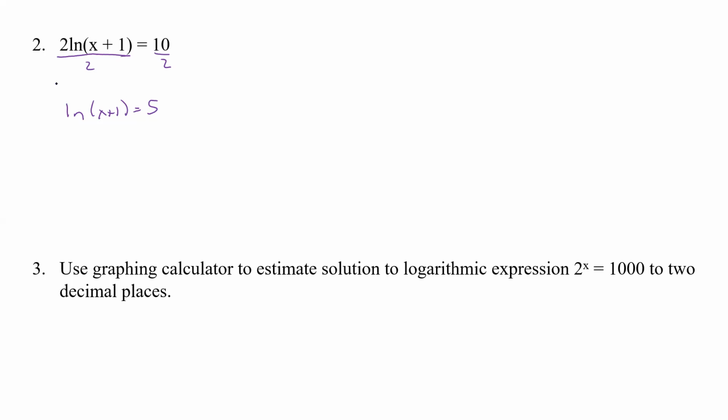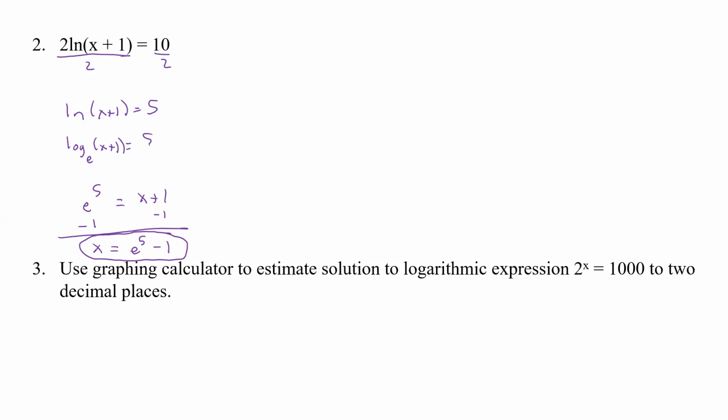Now what do we do? Well, now we're going to say this is log base e of x plus 1 equals 5. And then we're going to take e to the 5 equals x plus 1. Well, we just want x, so if we subtract 1 from both sides, we get x is equal to e to the 5th minus 1. And again, that is going to be our exact answer. We don't have to go any further. That's all we need to do. Okay.